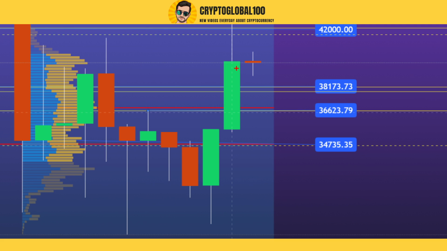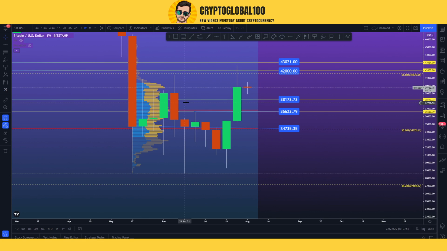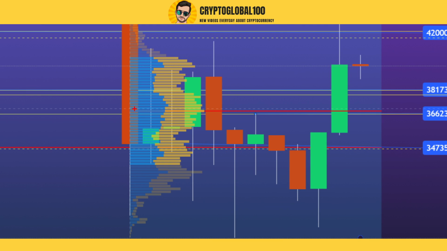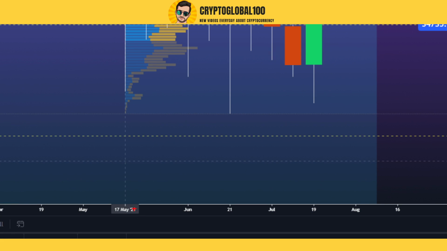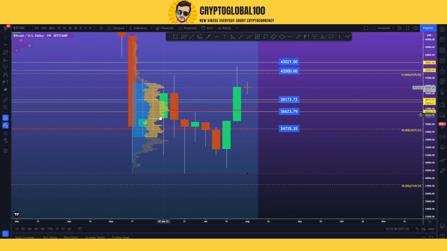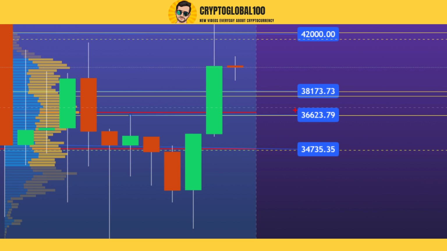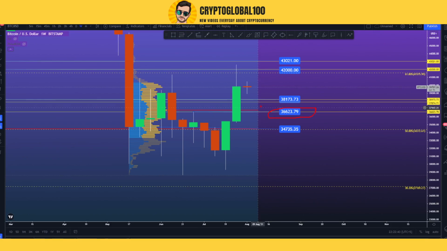That's why I'm talking about this candle of this week, because today is the first day of the weekend of this week, so we might see a wick down to 38 or maybe 36,000 is also possible because of this volume profile. This is the latest volume profile, and it is since the price dropped down back on 17th of May 21. So this is the area which I think is the main tradable area, 36,623 right now.